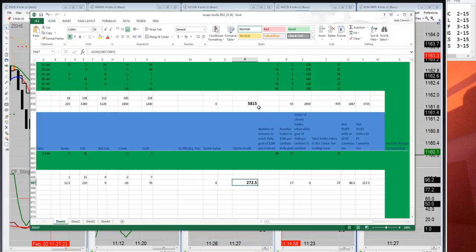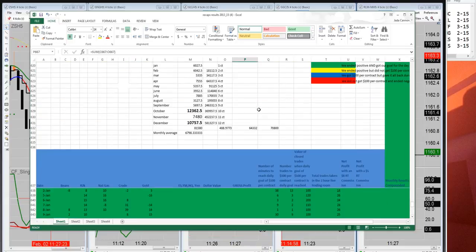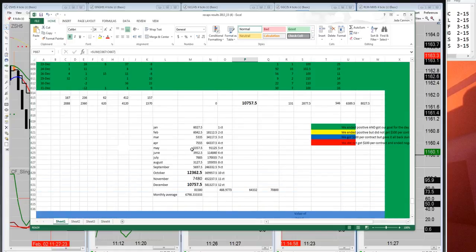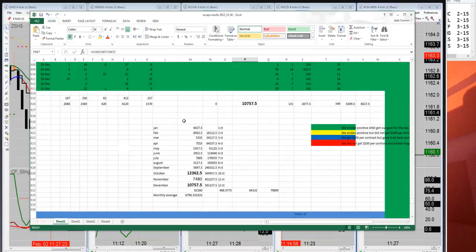Okay, last month we were up over 6,000, so I'll get into that later. Last year, our average monthly gain was 6,798. I think last month we were up about 6,800. But I'll figure out what's wrong with it.